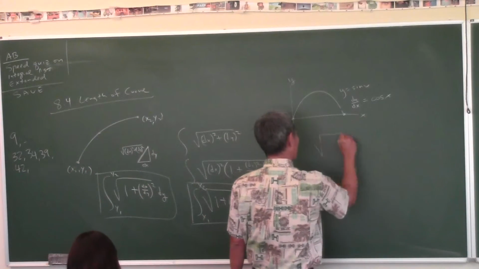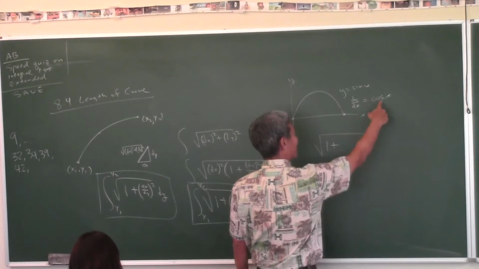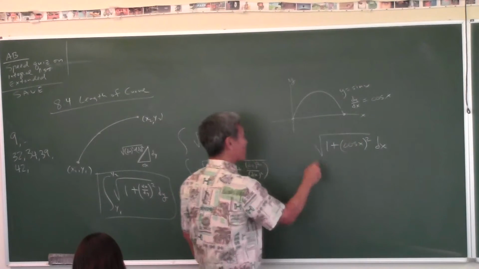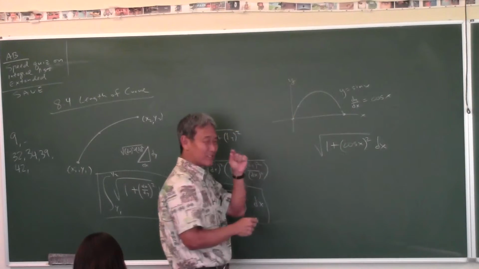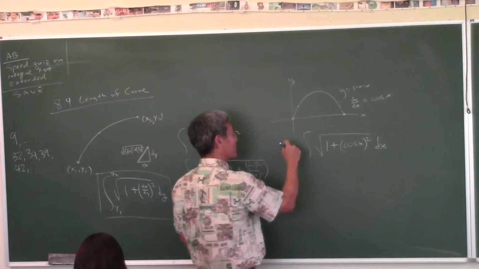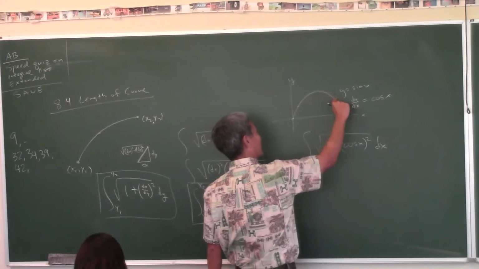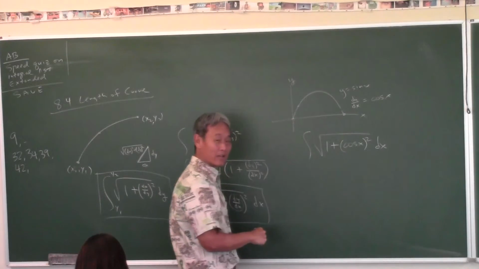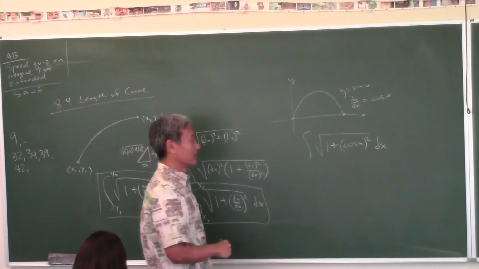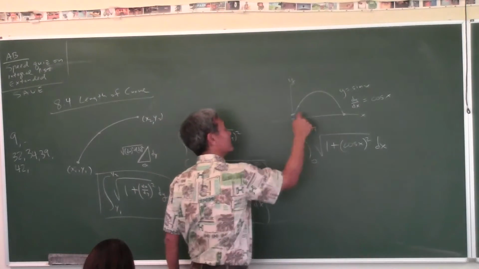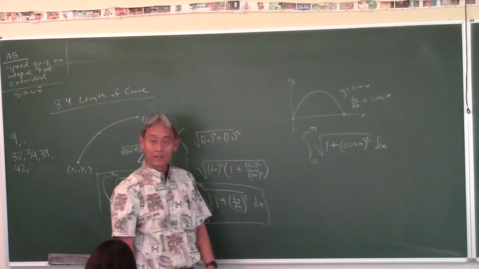Once you compute the derivative, just plug it into this formula. So you got the square root of 1 plus whatever the derivative is, squared, dx. That represents an infinitesimal tiny piece of curve. And then we're going to add up all of these tiny pieces of curve from the x coordinate here to the x coordinate there. And what would that be? 0 to pi. So this integral will give you the exact length of that curve right there.